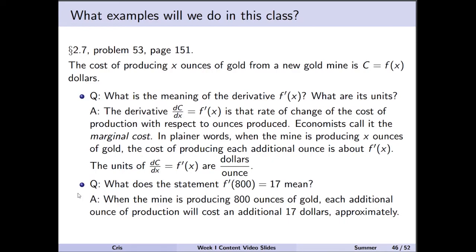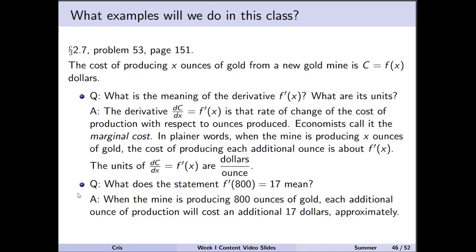Okay, so let's go over some examples that might occur on your homework. This first example is from your textbook from section 2.7. The cost of producing x ounces of gold from a new gold mine is C equal to f of x dollars.